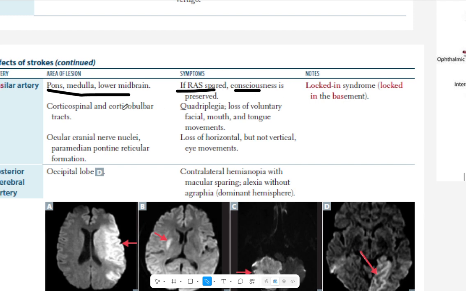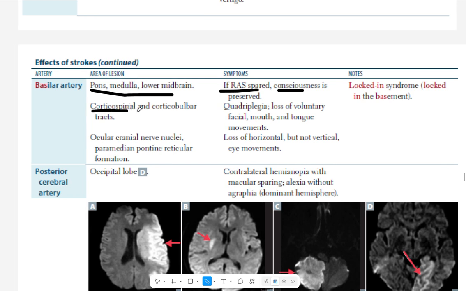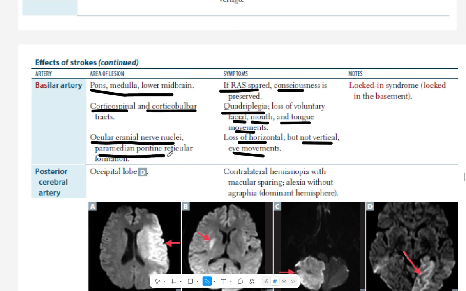Okay, we're losing the corticospinal and corticobulbar tracts. The corticobulbar is the face part of the corticospinal tract. So you're getting quadriplegia. There's loss of voluntary facial expression, mouth and tongue movements, everything, right? And the ocular cranial nerve nuclei are involved, so you're getting loss of horizontal but not vertical eye movement, right? And then the paramedian pontine reticular formation is also lost, right?